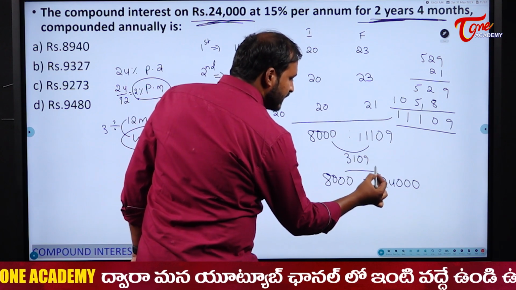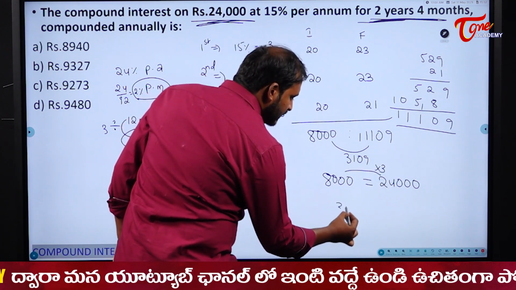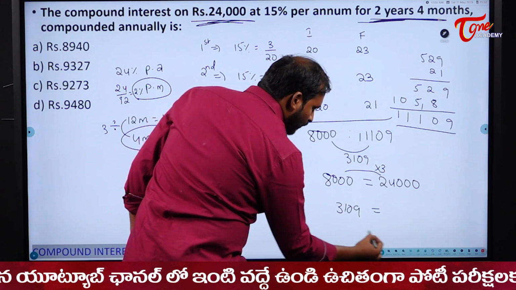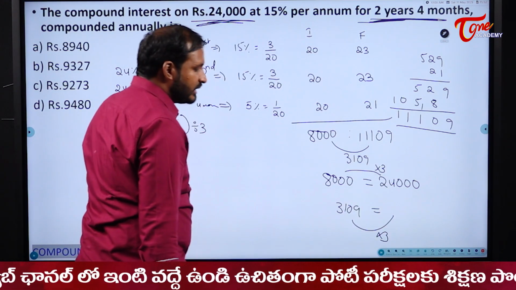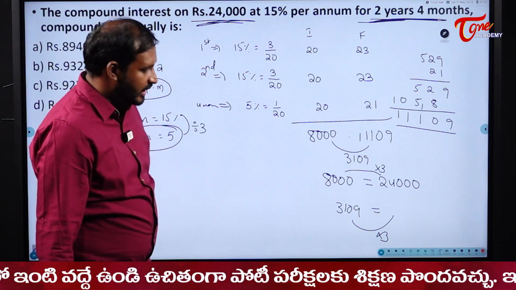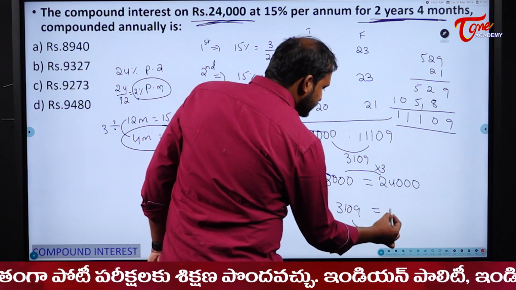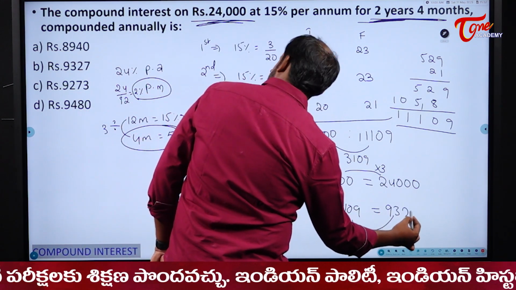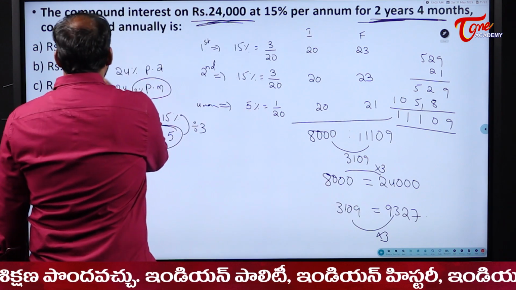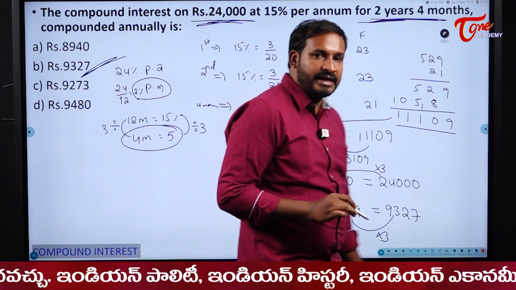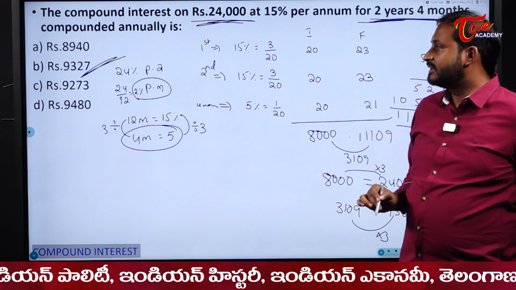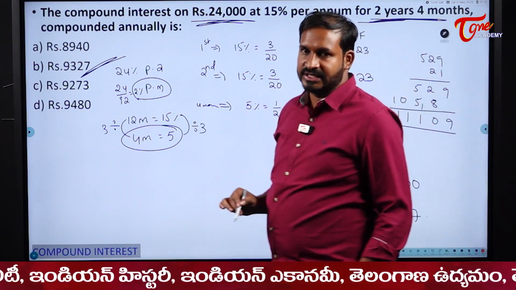That means what? Into 3. Now similarly, 3109 is equal to what? Into 3. You can take 3,000 into 3, 9,000. 109 into 3, it becomes 327. So what it is? 9,327 rupees is the interest earned for us here.